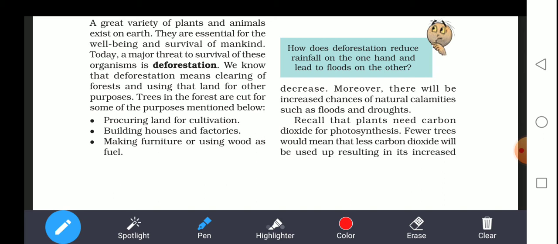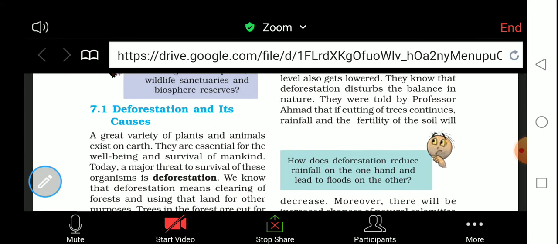Making furniture or using wood as fuel. You're cutting the trees for making furniture. And also in villages, most probably they will cut trees or plants for using as fuel wood for cooking food. So these are the reasons why trees are being cut.